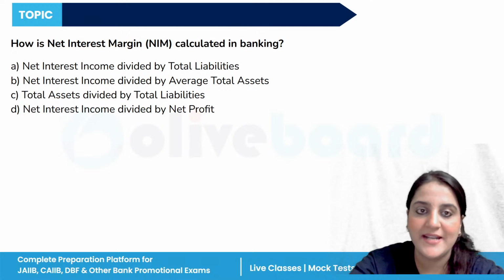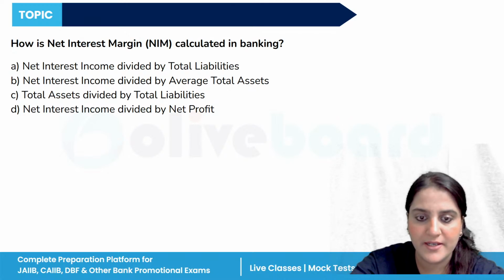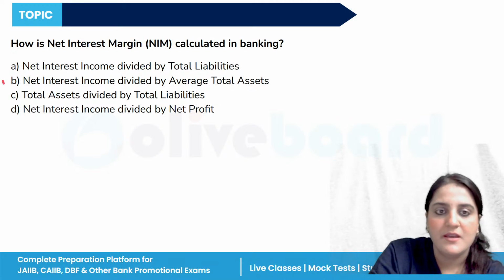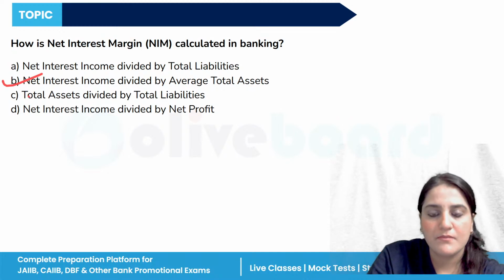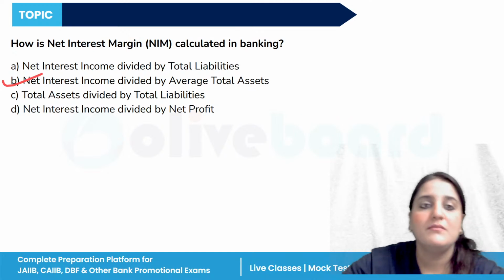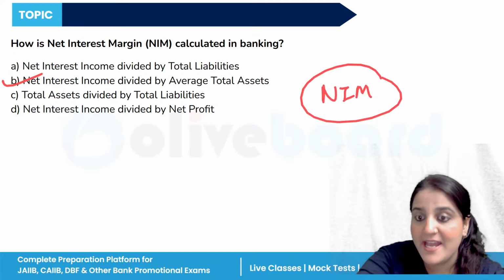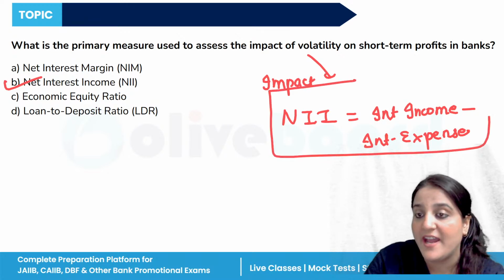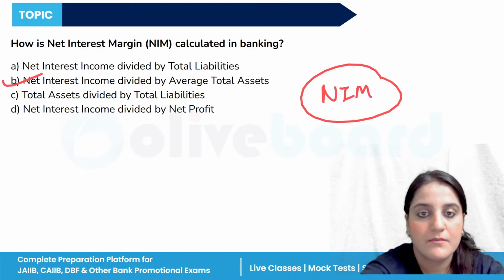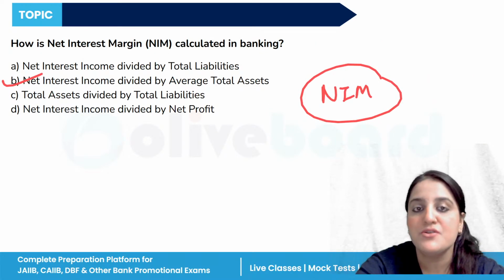How is net interest margin calculated in banking? Option B, net interest income is divided by average total assets. This is the formula for NIM, and this is the formula for NII. Net interest margin.